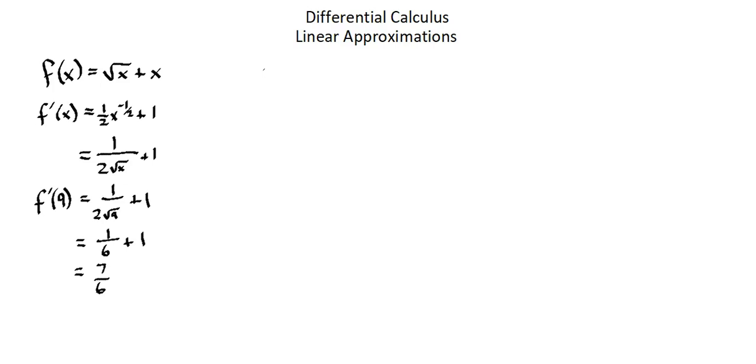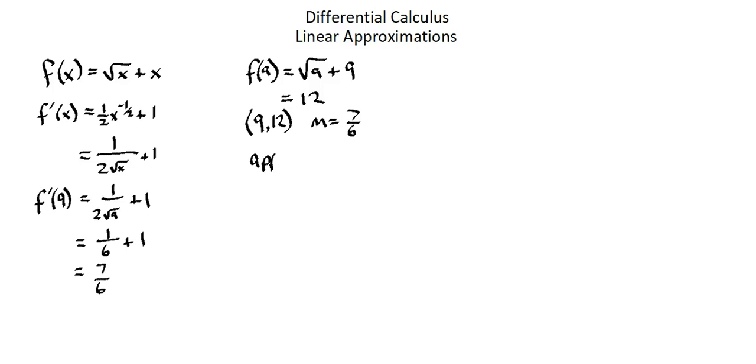I also want to know what the exact coordinate is at that point on the curve. So with an input of 9 into my function, I have an output of square root of 9 plus 9, which equals 12. So at the point (9, 12) on the curve, the slope is 7 over 6. Now the slope is only 7 over 6 at this point on the curve. This is non-linear, so we don't have a constant slope.